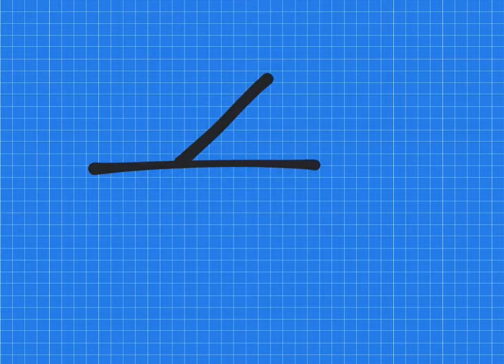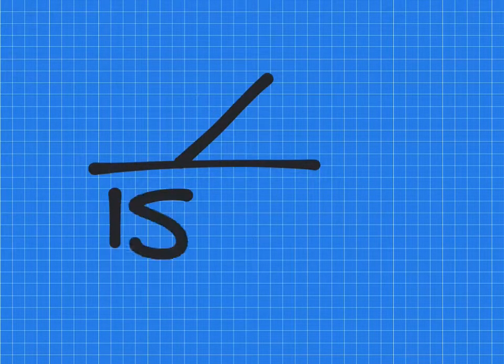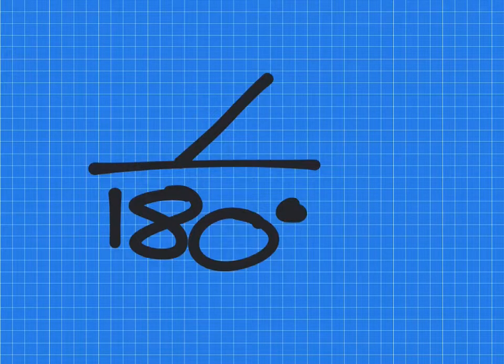One of those things is that angles on a straight line will always add up to 180. So we have an angle just here and we have another angle just here and it sits on a straight line. Those angles will always add up to 180 degrees.